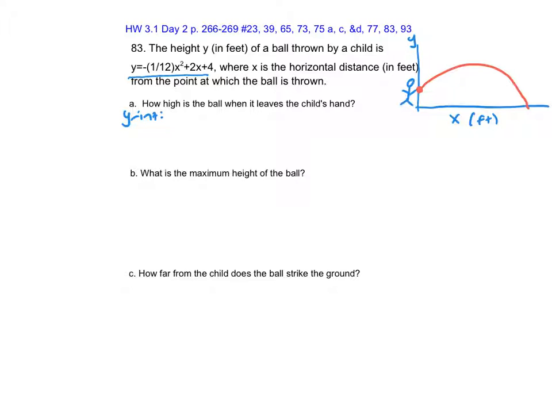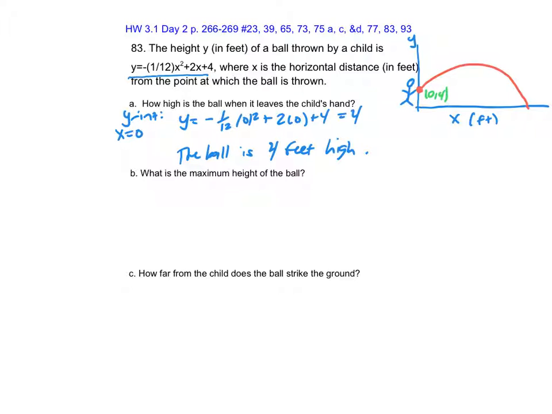To find the y-intercept for a quadratic function, or any function for that matter, we're going to let x equal 0. So we're going to evaluate this function when x is 0. That'll be negative 1/12 times 0 squared plus 2 times 0 plus 4, which is simply 4. So the y-intercept is 0, 4. And here we can say the ball is 4 feet high when it leaves the child's hand. So the y-intercept, this point over here, is at (0, 4).